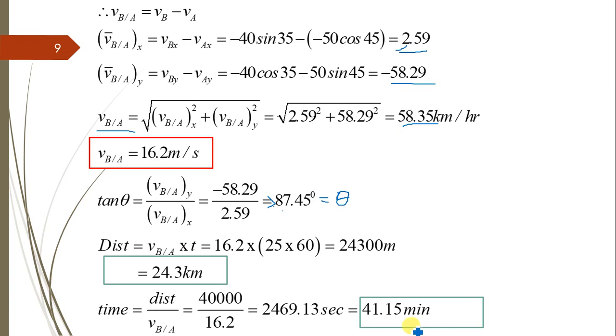It means that after 41.15 minutes both the ships are 40 km apart from each other, and in 25 minutes they are 24.3 km apart from each other. So in this way we can solve the problems to find out the distances or time interval between two moving objects.